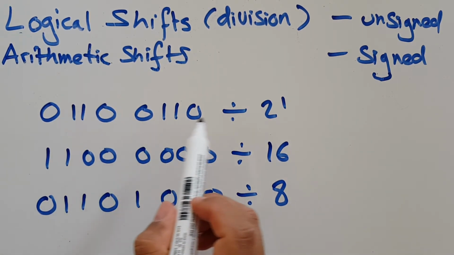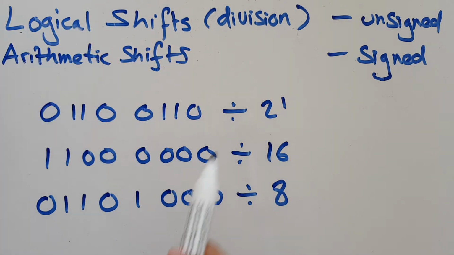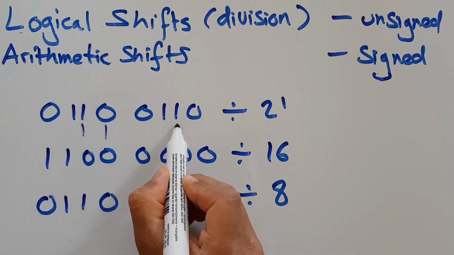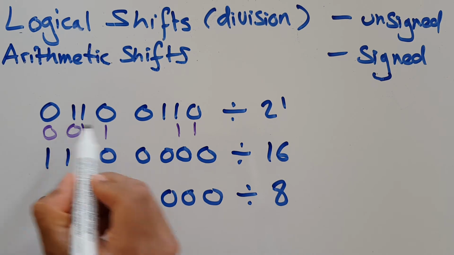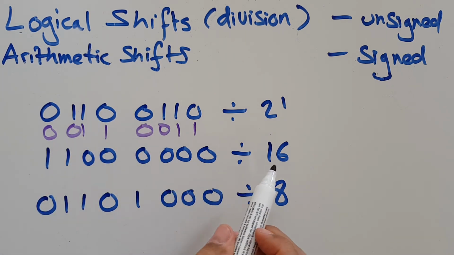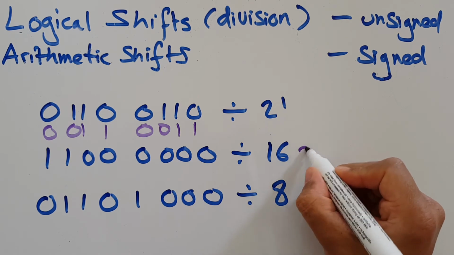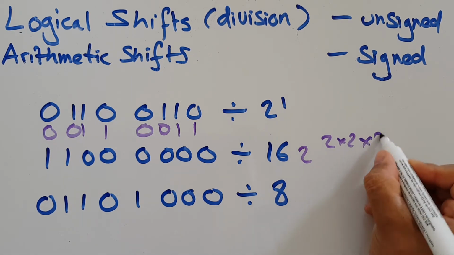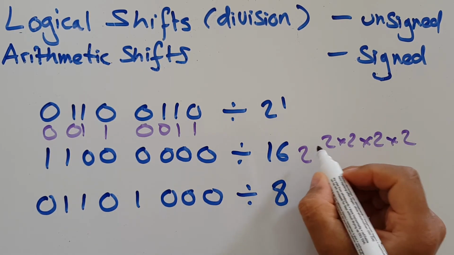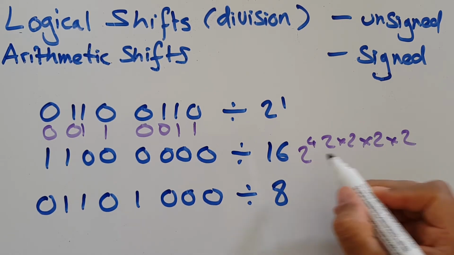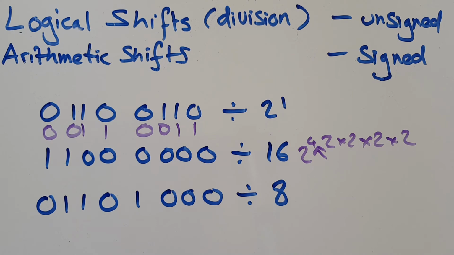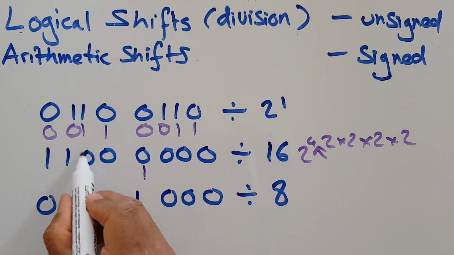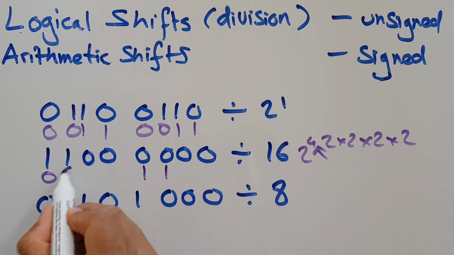Okay, so dividing this binary number by 2 to the 1 means a right shift of one place. So this one goes there, this one goes there, this one goes there, and this one goes there, and then you fill in the zeros. 16, let's see, 16 is 2 to the power of 2 times 2 is 4, times 2 is 8, times 2 is 16, so 2 to the power of 4. There we go, because there's 4 2s there, which means a shift of how many? 4. So we shift this one, 1, 2, 3, 4, and then we fill in the zeros.